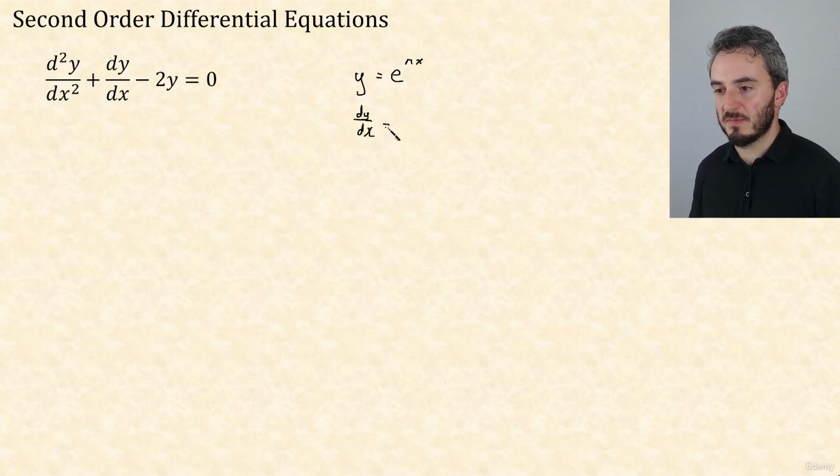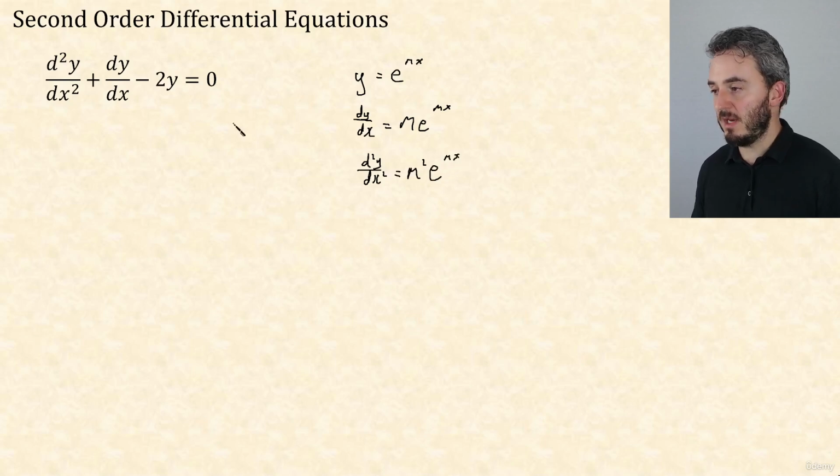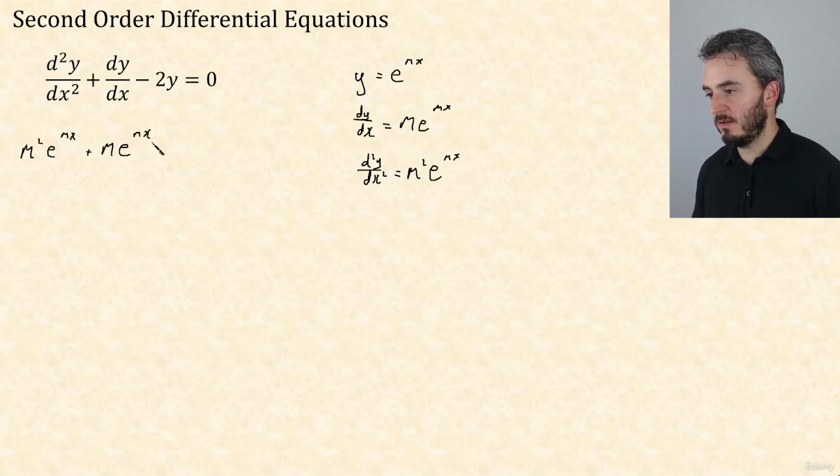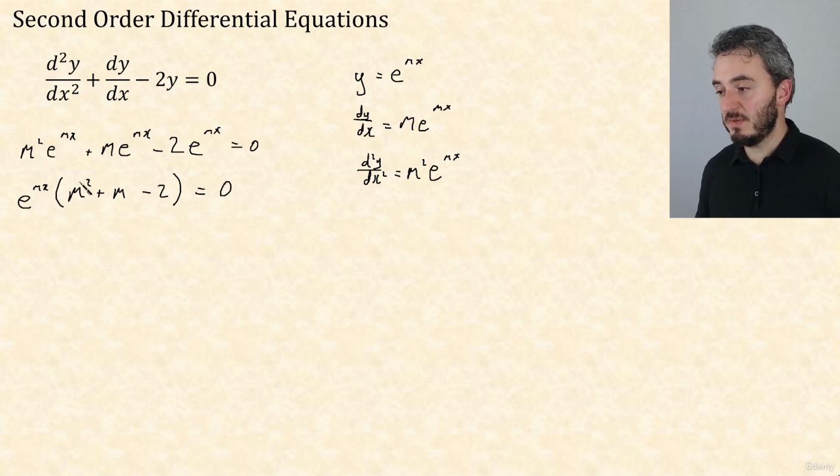We're going to see if we can generalize something from this. dy by dx is e to the mx, and d2y by dx squared is m squared e to the mx. Let's sub that into here, and we get m squared e to the mx plus m e to the mx minus 2 times e to the mx. Factorising out e to the mx, which remember can't be 0, leaves us with m squared plus m minus 2 equals 0. So e to the mx can't be 0, but m squared plus m minus 2 can.